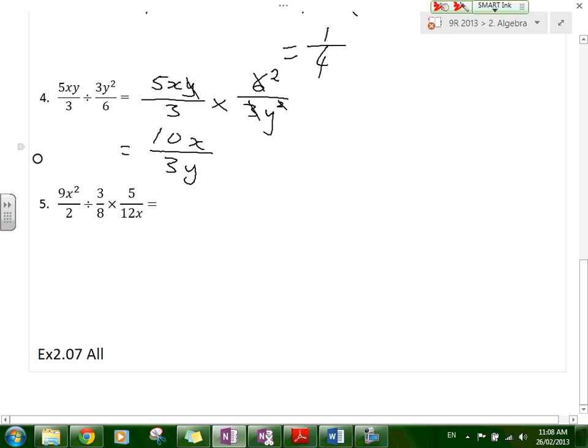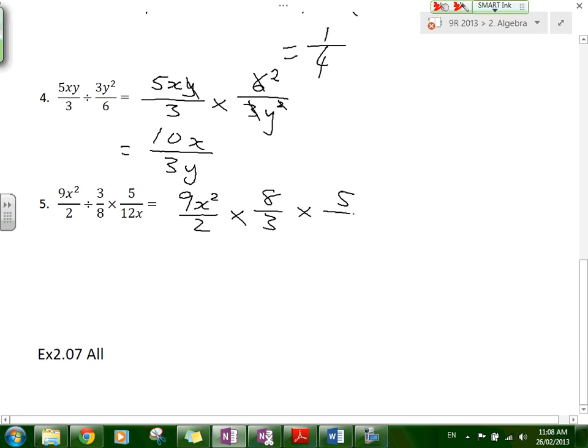Right. Last one. Now 9x squared over 2 divided by 3x times 5 over 12x. So when you have cases like this, you just go from the left and sort of ignore each one as you go. Alright? That's the way that I approach it. Do the first two, and then go on to the next one. So we can rewrite it. We have to find the reciprocal of the second, so 9x squared over 2, multiplied by 8 over 3, multiplied by 5 over 12x.